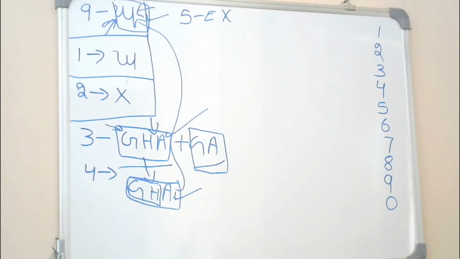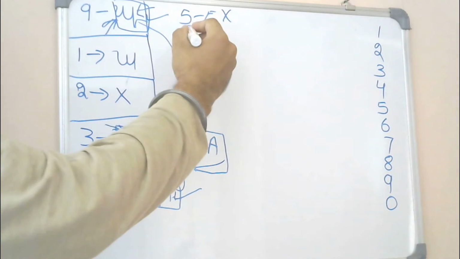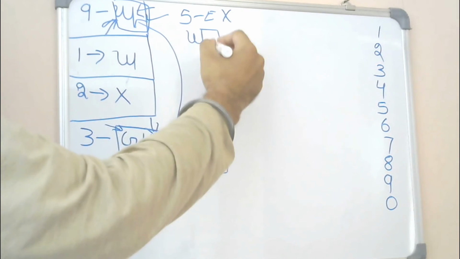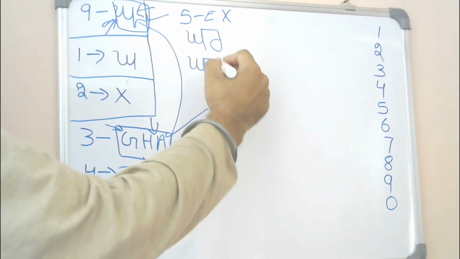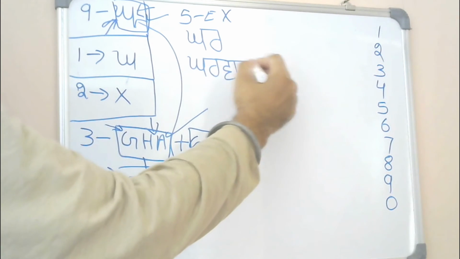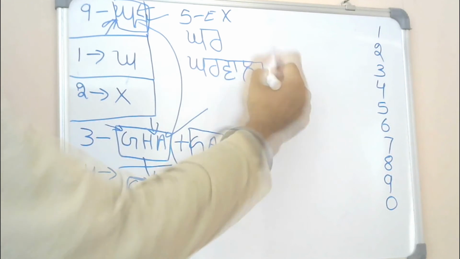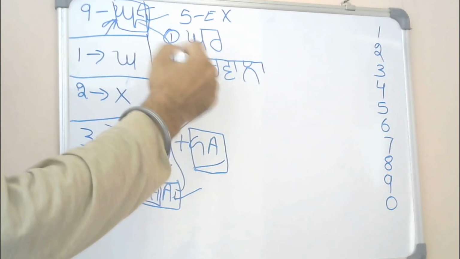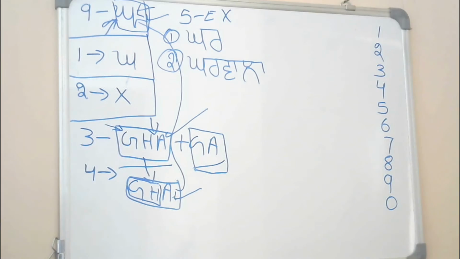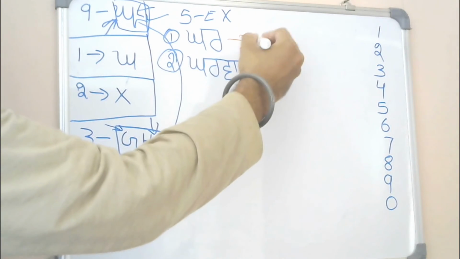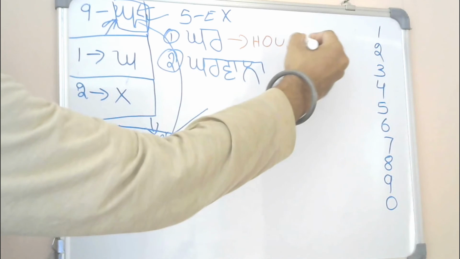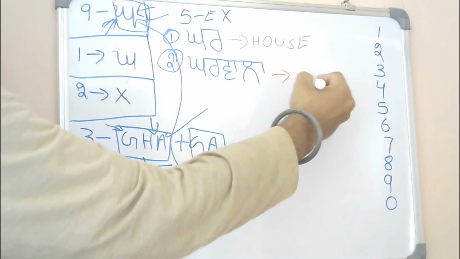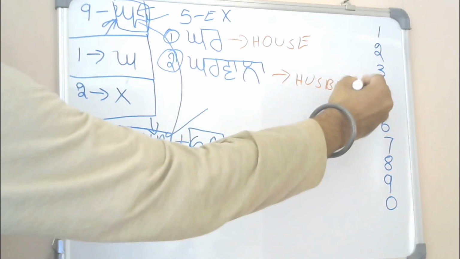But if you want an example of Punjabi words, I can give you. So bear with me. The first example will be this. This is the first example. This is the second example. So this means house in Punjabi, and this means husband.